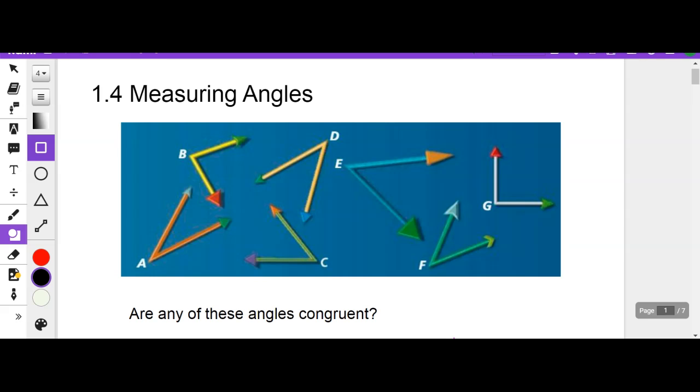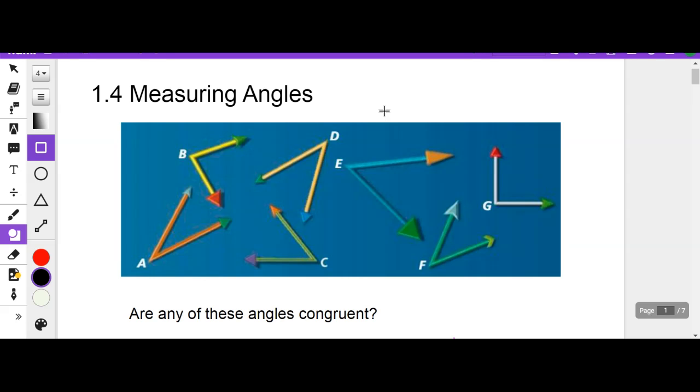So this is section 1.4, measuring angles. The first thing we're going to do is look at these various angles. Can you look and tell if any of these are congruent? No, you can't look and tell. You can estimate that they might possibly be congruent.